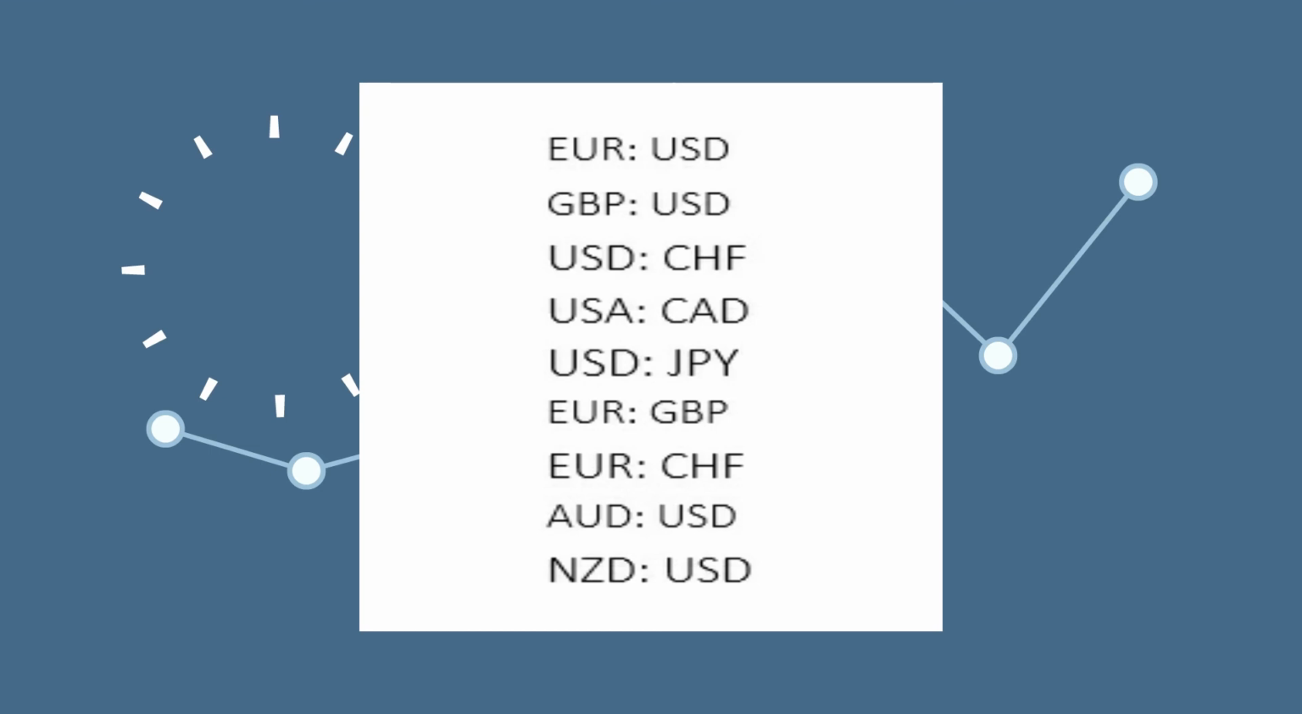Therefore, if you were to place a buy order for the British pound United States dollar, you would be buying the base currency British pound while simultaneously selling the quote currency United States dollar. Conversely, if you were to sell the same pair, you would be selling the base currency British pound whilst buying the quote currency United States dollar.